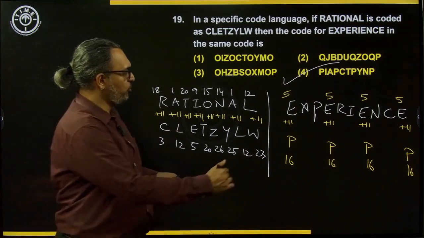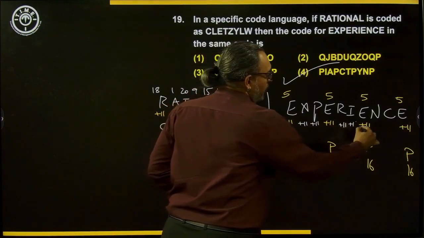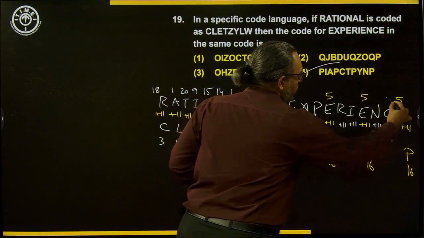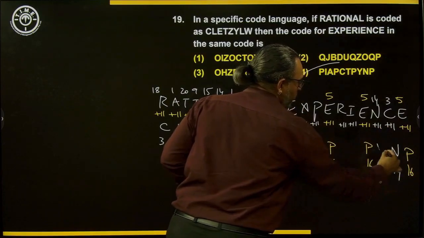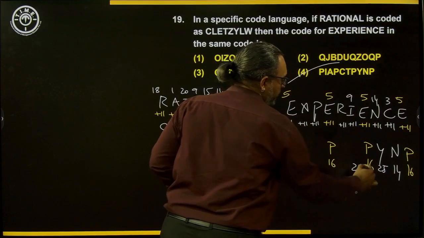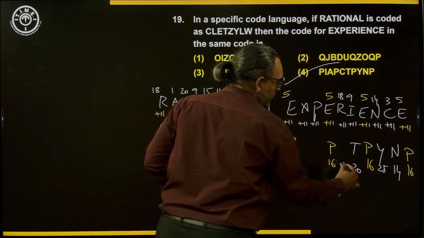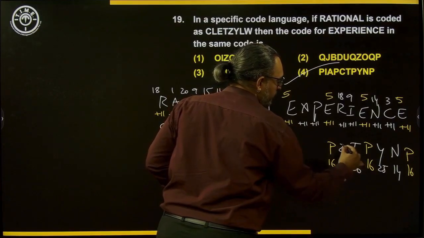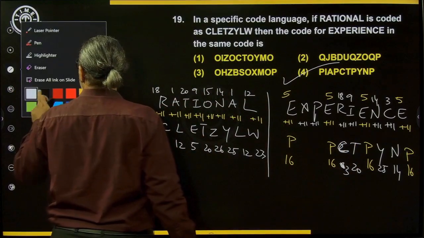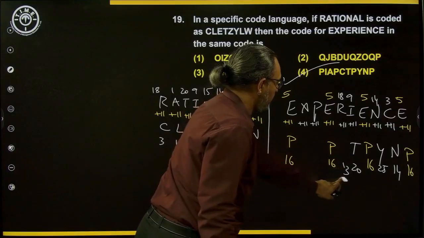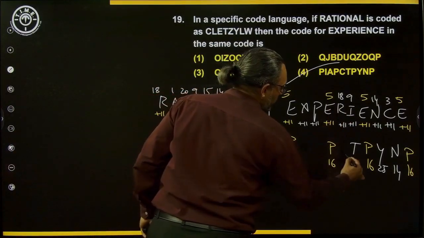Understood? So now you know how to do it. So try the others also. Everywhere you add 11. So 3 plus 11, 14 is N. 14 plus 11, 25 is Y. So like that. 9 plus 11, 20 is T. 18 plus 11, 29, that is nothing but 3, that is C. Correct? So you can work it out that way.